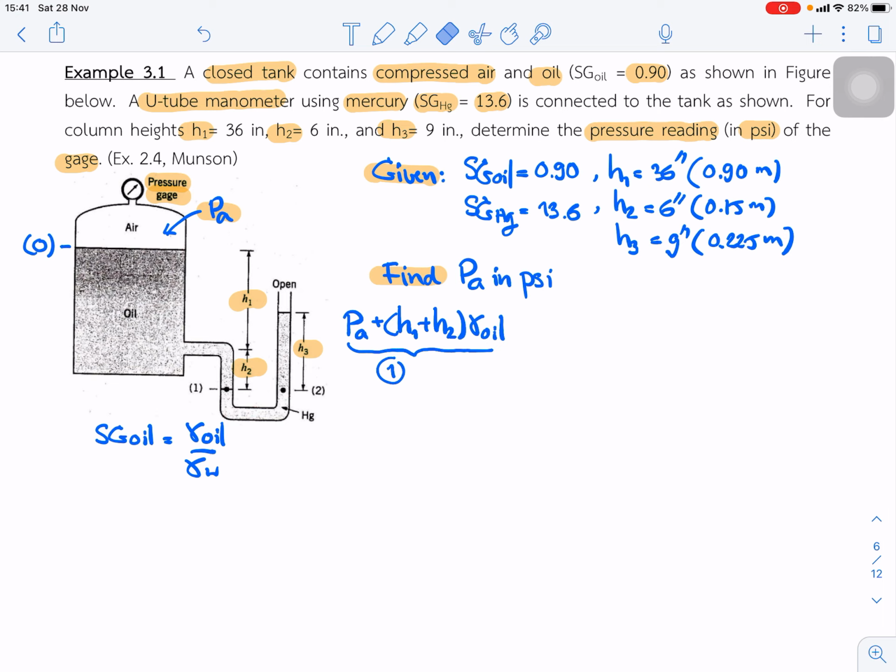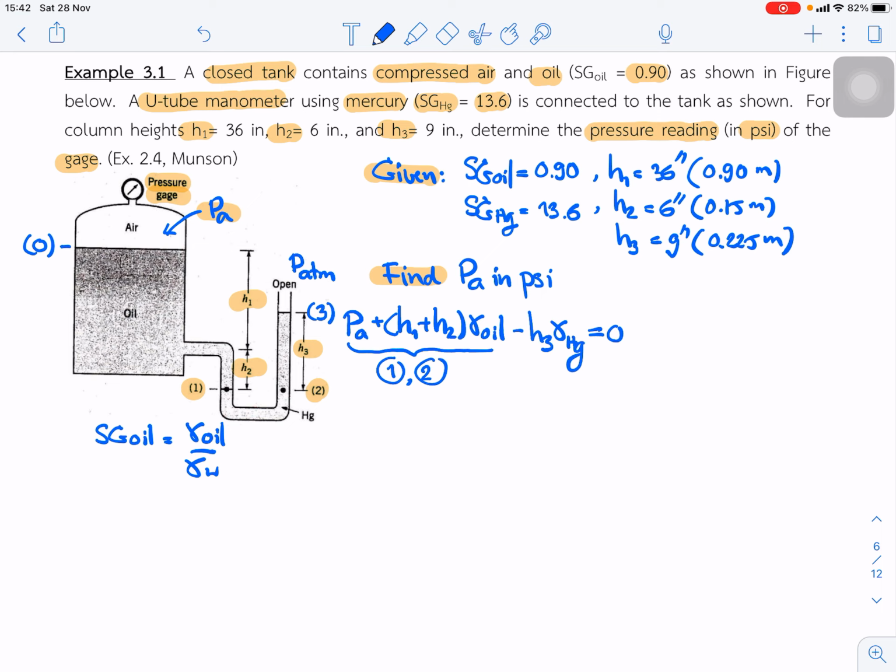And next we can jump across from point 1 to point 2, because point 1 and point 2 are the same fluid and the same elevation. So in this case we say that point 2 has the same pressure. Okay, and then next we move up from point 2 to point 3, somewhere here. So the pressure decreases, subtract H3 gamma Hg, equal to 0. Okay, it's open, so if you use gauge pressure it is 0, and this is PATM.